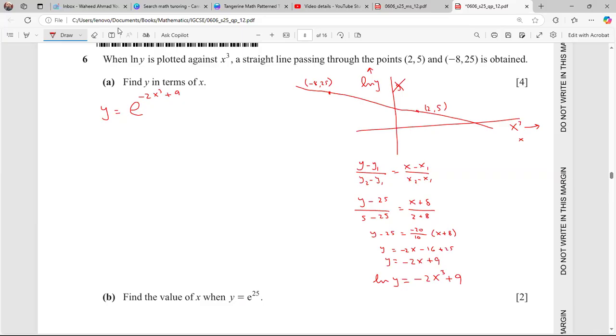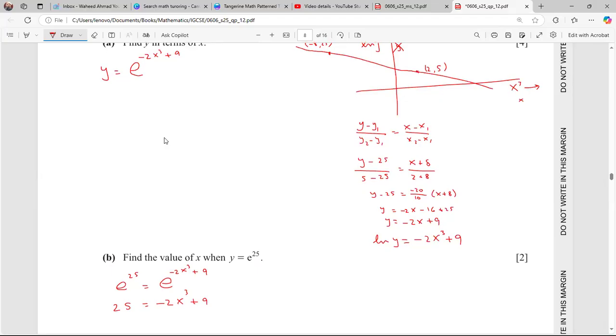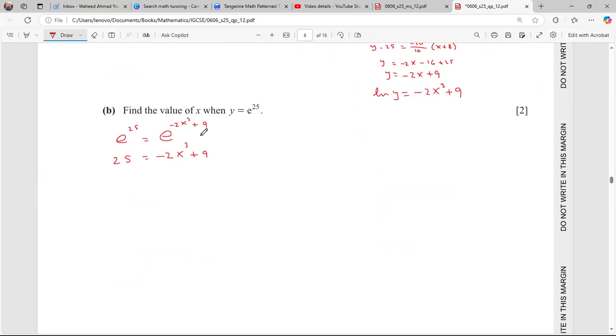And find the value of x when y is this thing. So we are given that y is e to the power 25, and on the right side we have e to the power minus 2x cube plus 9. So if I take log on both sides, e will disappear and I'll have 25 equals minus 2x power 3 plus 9.